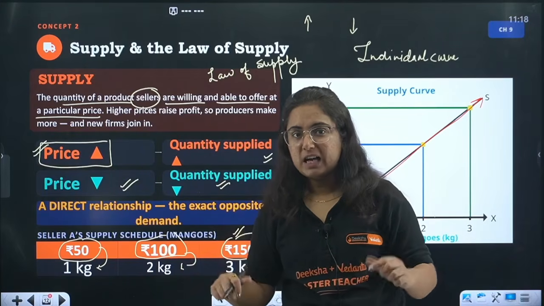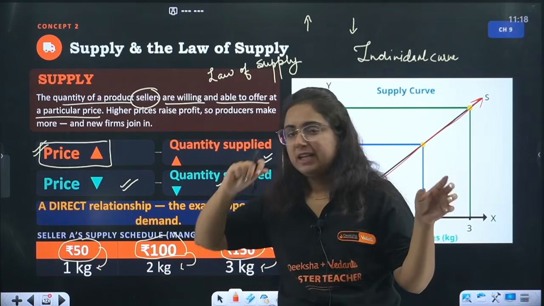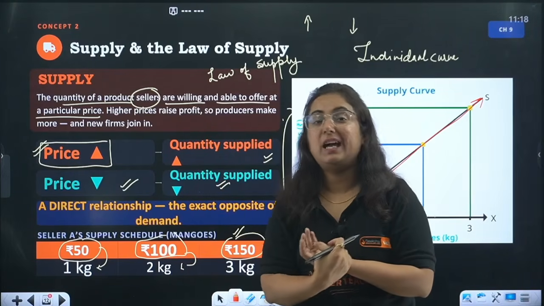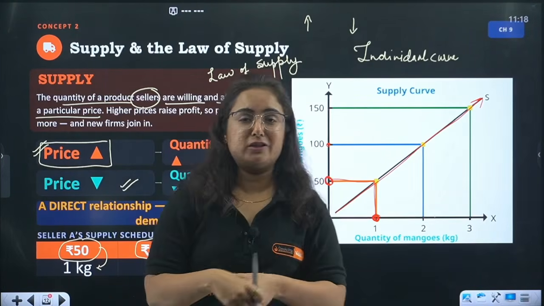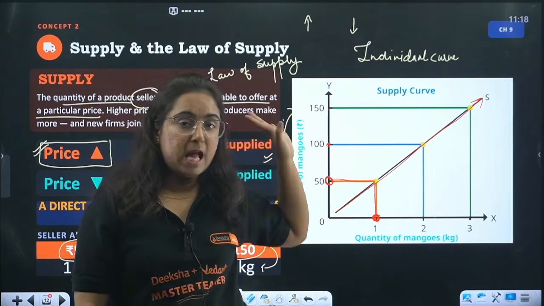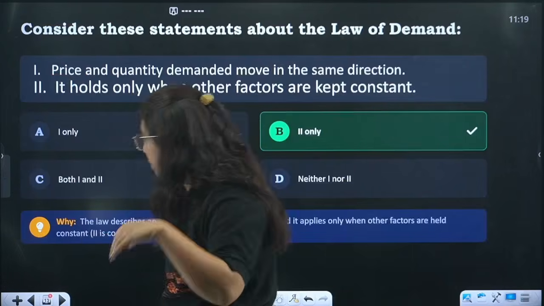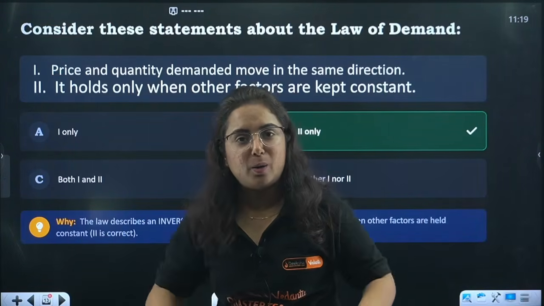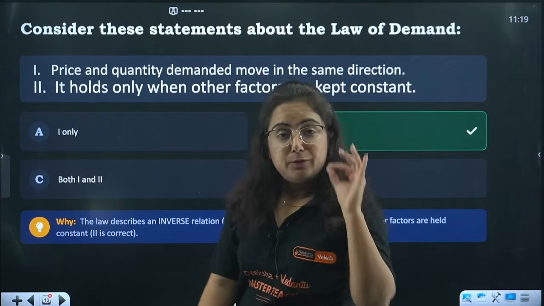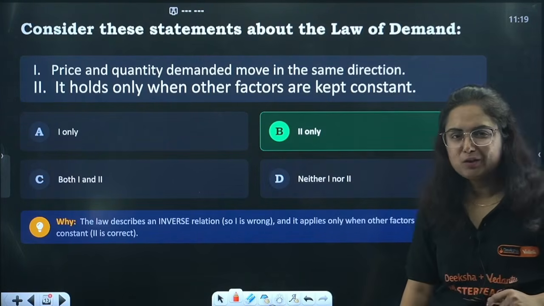I hope that the khichdi is not being made, and you are able to differentiate between demand and supply. There is a huge difference between the two. Okay? And this is what? Individual supply curve. But do you think that there is only one supplier in the market? No, obviously. Then we have to see the market supply curve also. Before moving to that, let's quickly solve a question.